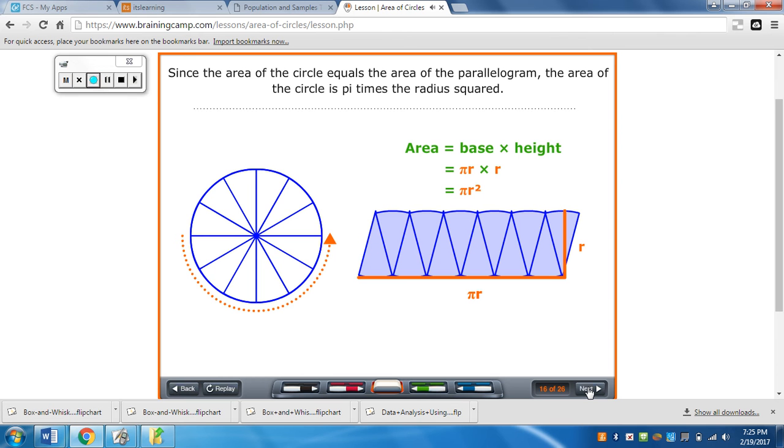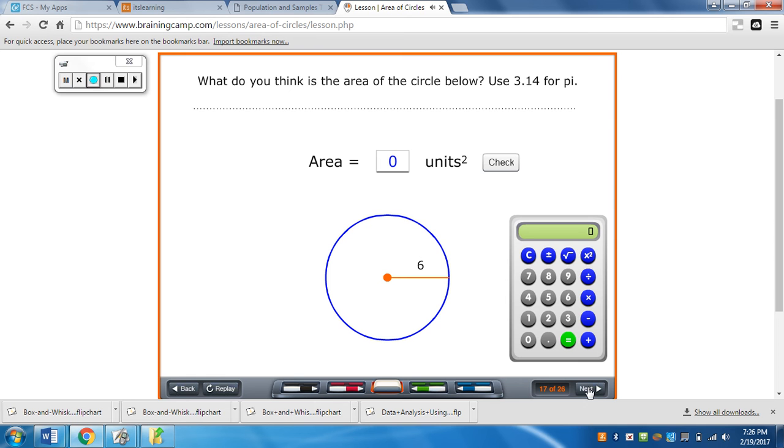Since the area of the circle equals the area of the parallelogram, the area of the circle is pi times the radius squared. What do you think is the area of the circle below? Use 3.14 for pi.